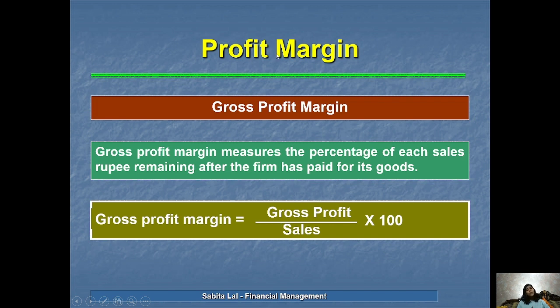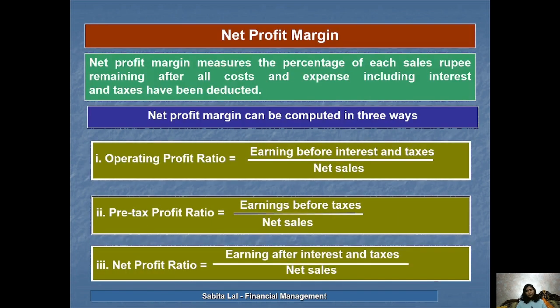So first in the profitability ratio is your profit margin. That is gross profit margin and net profit margin. So what is gross profit margin? It measures the percentage of each sales rupee remaining after the firm has paid for its goods. So gross profit margin is your gross profit by net sales into 100, or gross profit by sales into 100. Same thing, net profit margin is your net profit by sales into 100.